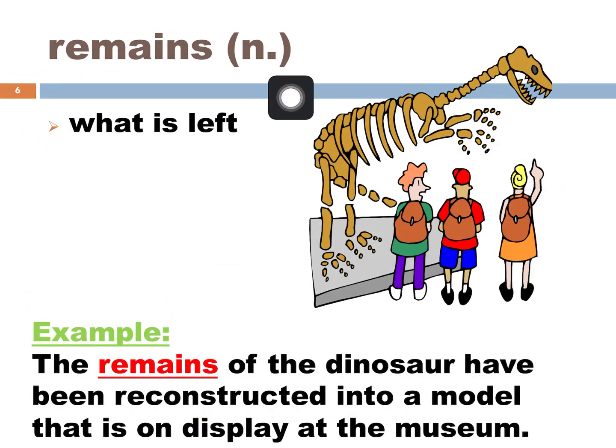Next is remains. Remains is a noun and it means what is left. For example, the remains of the dinosaur have been reconstructed into a model that is on display at the museum.